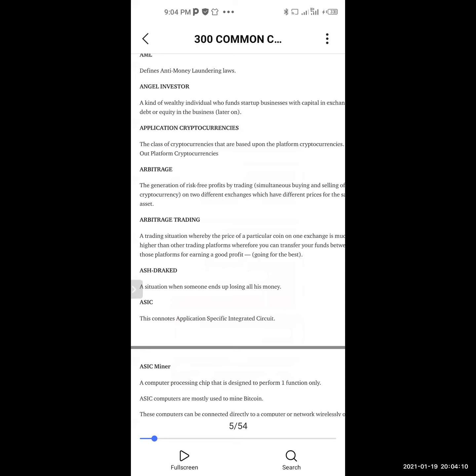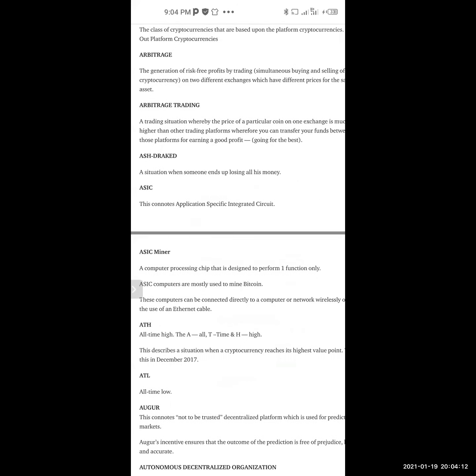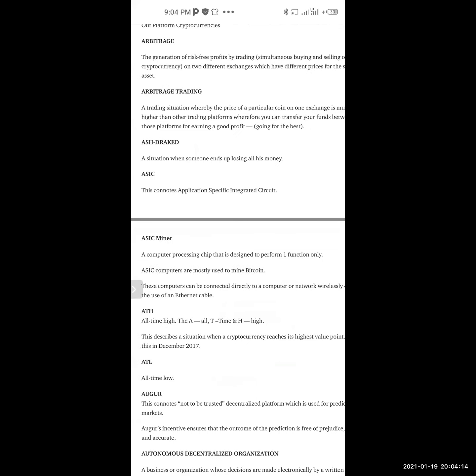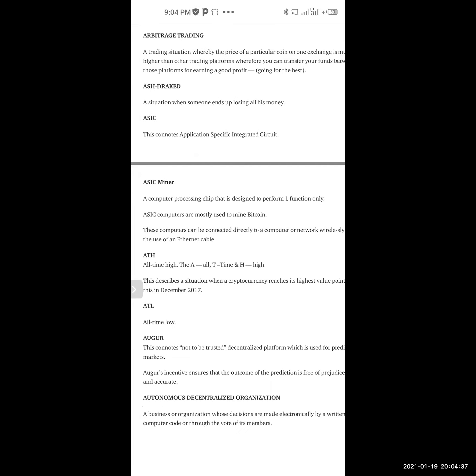So next thing is look at Ash Drake. Ash Drake means it's a situation whereby someone ends up losing all his money. Then ASIC means application specific integrated circuits. It's usually a type of miner that you can use to mine Bitcoin. As you can see, it's an ASIC miner.